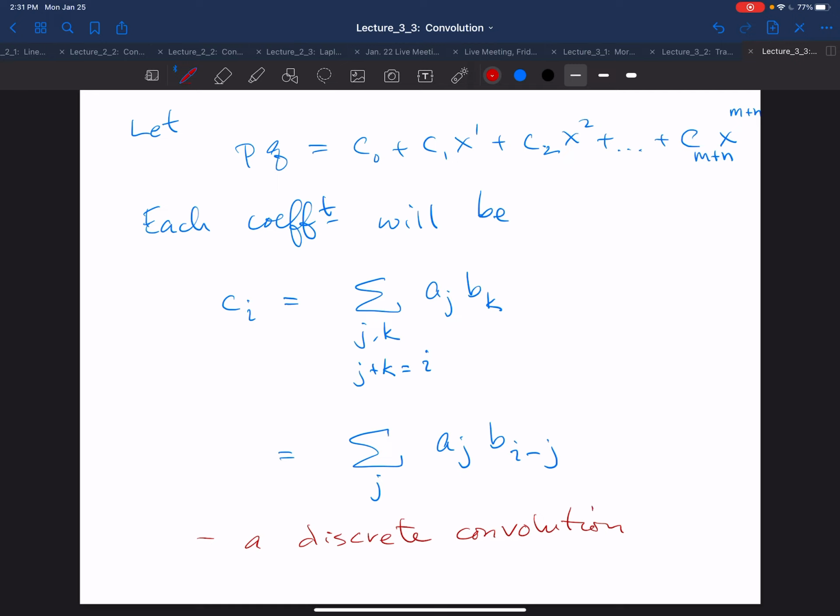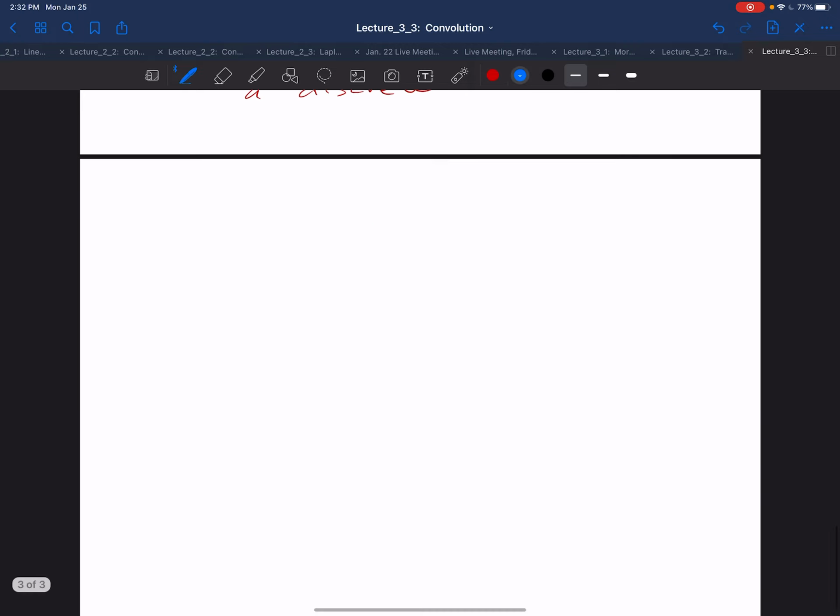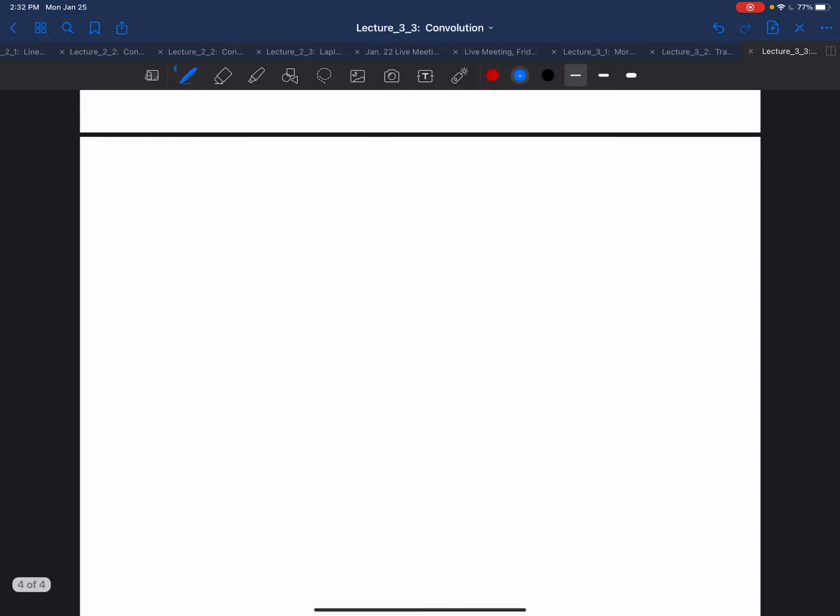Convolutions also arise in the solution of differential equations, convolutions of a continuous sort, and we will especially talk about them in connection with systems and signals. So we won't dwell on them too much in the differential equations part of the course, but they'll be very fundamental when we start talking about systems. Those convolutions will be continuous time convolutions.